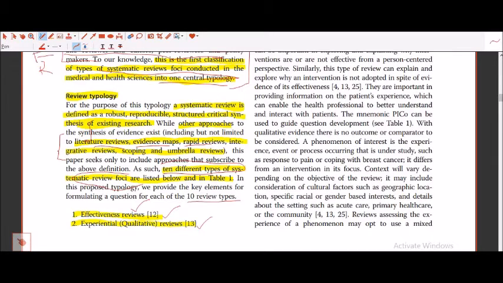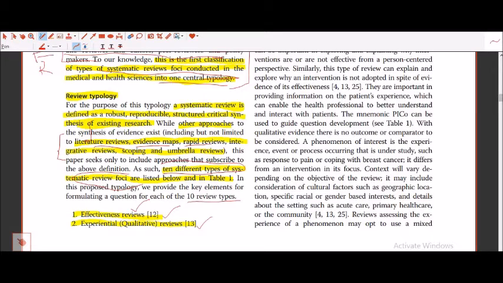Along with this, you need to mention it very clearly. Is it a rapid review? Is it an integrative review? Is it a scoping review? Is it an umbrella review? What exactly is the kind of review that you are conducting? It's not just inclusion, exclusion, and risk of bias. No, that does not make a typical systematic literature review. Try to understand this. So they have come up with 10 different types.